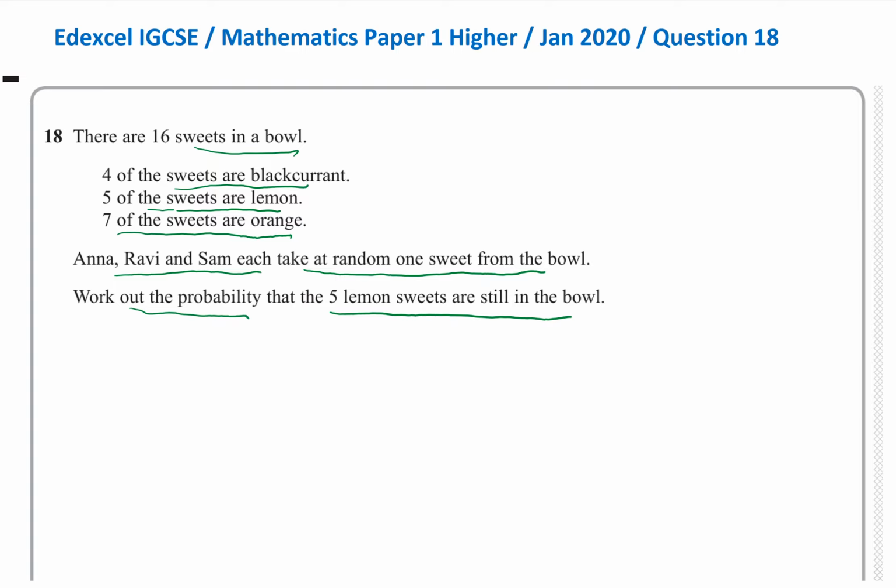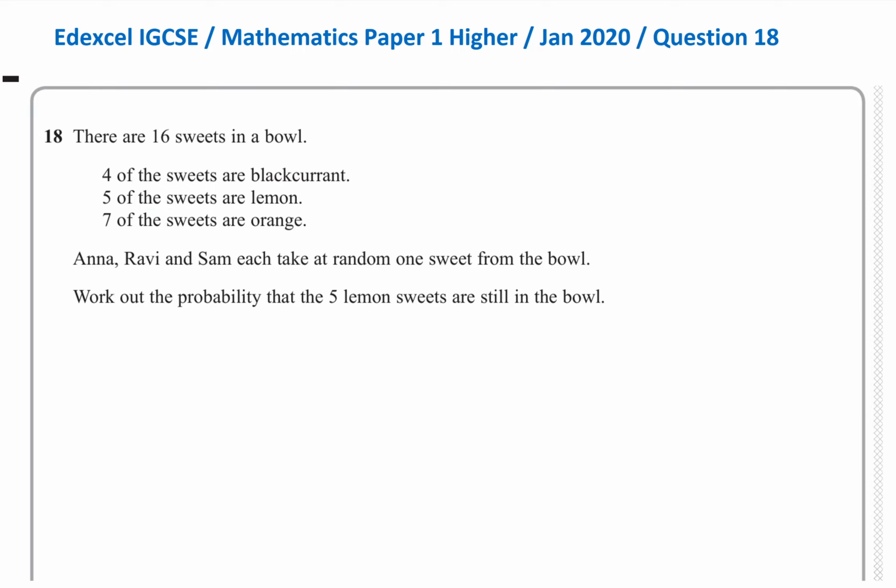So first we need to figure out how these people can pick 3 sweets from the bowl so that you still have 5 of the lemon left. So 5 of the lemon sweets left, sorry. It's only three sweets being picked, so it can be 3 blackcurrant, or it can be 3 orange.